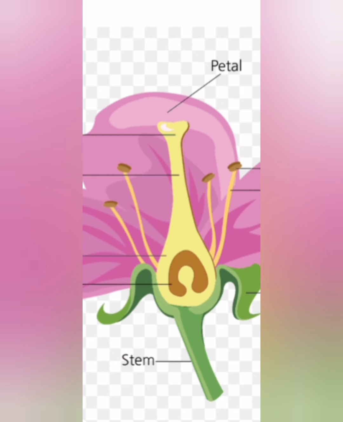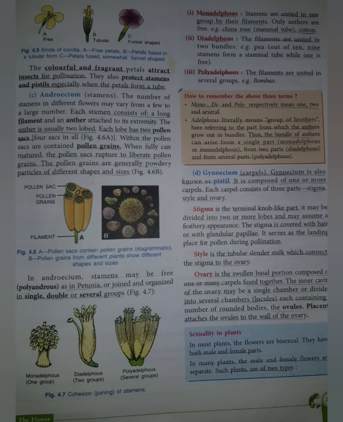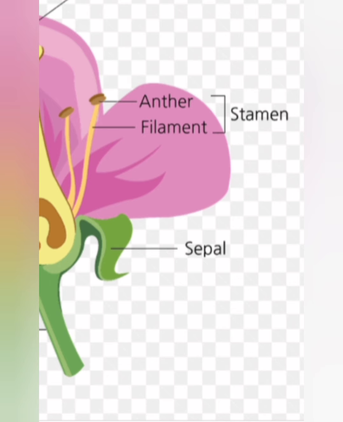Androecium, the male part, the stamens. Each stamen consists of a long filament and an anther attached to its extremity, and the anther is usually 2-lobed. Each lobe has 2 pollen sacs, and they contain the pollen grains. The pollen grains are generally powdery particles of different shapes and sizes. As you can see in this picture, there is the stamen, the androecium, which contains the anther and the filament.